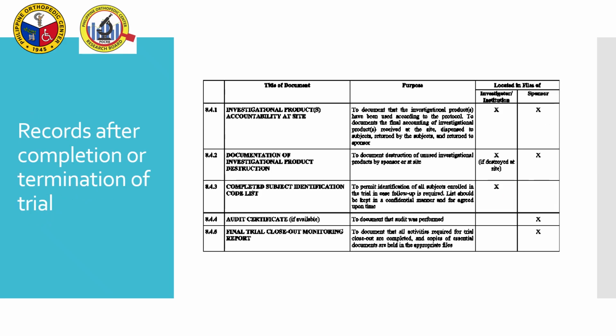Let's go with the records after completion or termination of trial. Let's proceed with the investigational products accountability at site. This is our final balance sheet for the study drug or device, it documents the investigational products were used strictly according to the protocol.